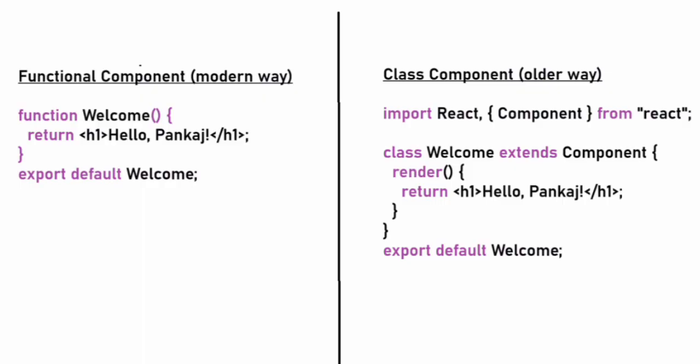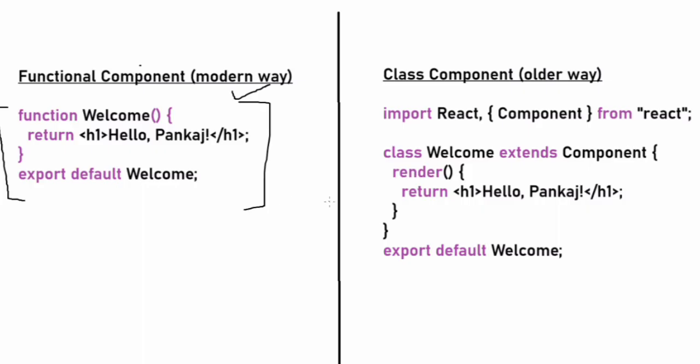There are two different ways using which we can create a React component. First approach is the functional component, which is the most modern way of creating a React component, and I'm going to follow the functional component approach throughout this series. To create the functional component, we will be creating a function and that function should return JSX. The other approach is called class-based component, which is a little older way of creating a React component.